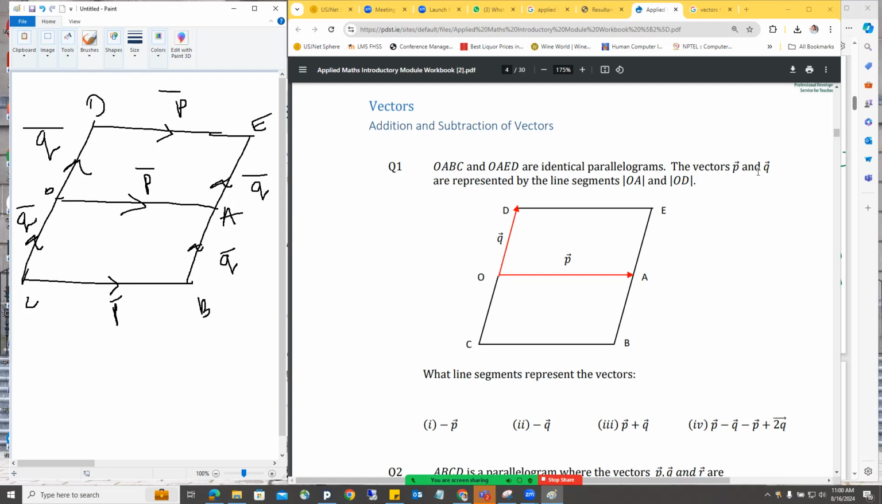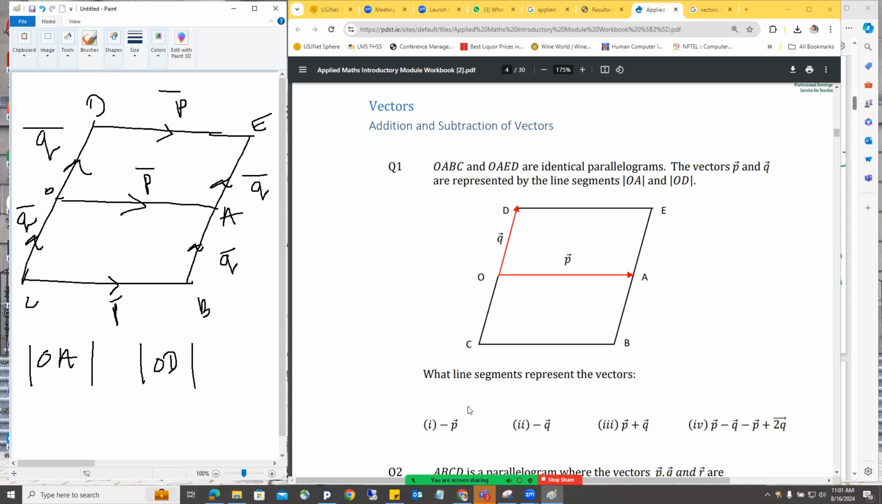Now what they are asking is: the vectors P and Q are represented by the line segments OA and OD. So what line segments represent the vectors? OA means P, and OD means Q.